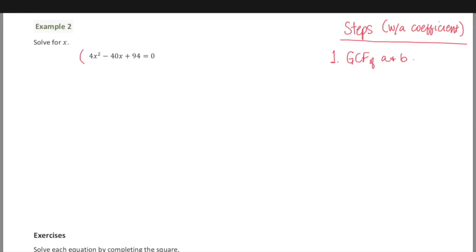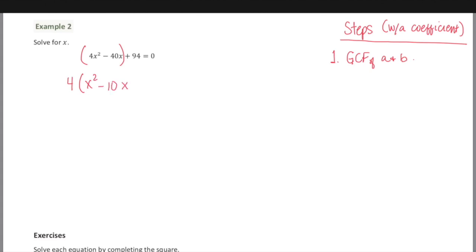In lesson 13, we are going to continue practicing how to solve quadratic equations using completing the square when you have something other than a 1 as a coefficient. So let's review the steps really quick. If I have to complete the square with a leading coefficient, then my first step is, can I find a greatest common factor between the first two terms, or a and b? So in this case, I can.